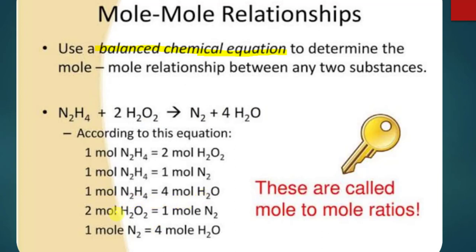2 moles of H2O2 gives 1 mole of N2. Next, 1 mole of N2 gives 4 moles of H2O. 1 mole of N2, here 1:4 ratio. In the products ratios, 1 mole of nitrogen is produced and 4 moles of water is produced. Clear, children?